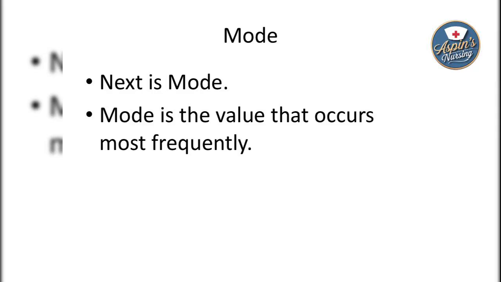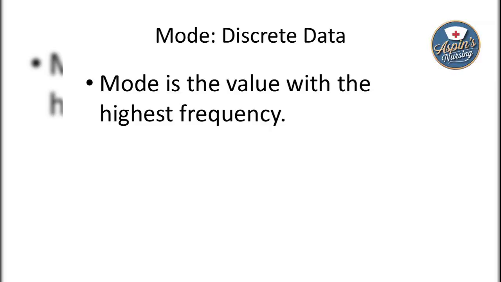Next, we have the mode, which is the value that appears most frequently in a dataset. It's a useful measure for identifying the most common value. In discrete data, the mode is simply the value with the highest frequency. This gives us insight into the most prevalent data point.